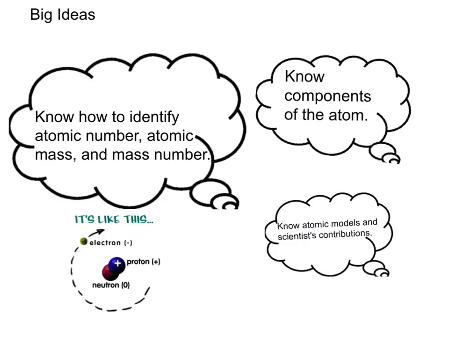This brings us to the final slide and the big ideas in this unit. I would encourage you to know how to identify atomic number, atomic mass, and mass number. You need to know the components of the atom, which are the electron, neutron, and proton. It would be good to know atomic models and scientists' contributions to those models, for example, the Bohr model and the plum pudding model. Please also know how to calculate the number of neutrons, electrons, and protons within a particular element. This concludes this unit.